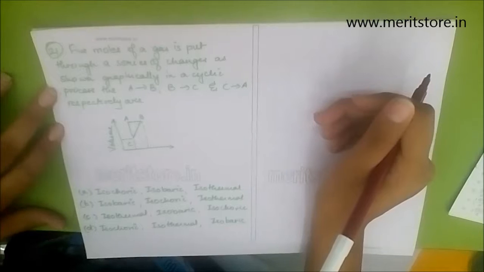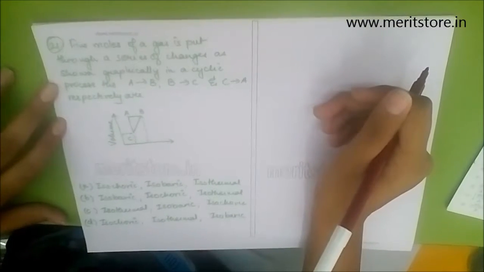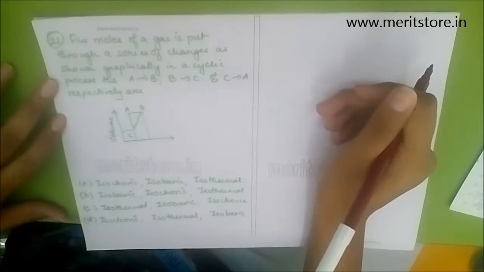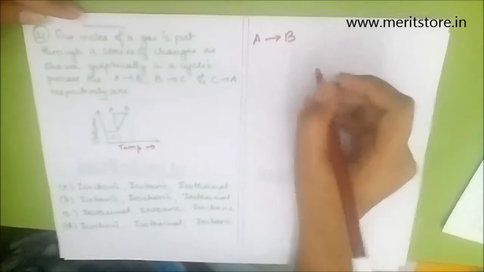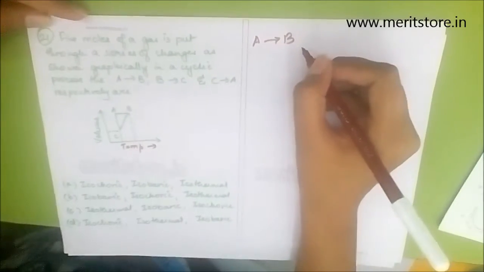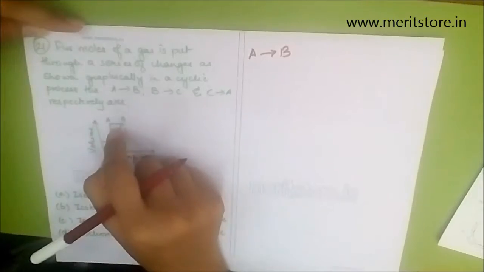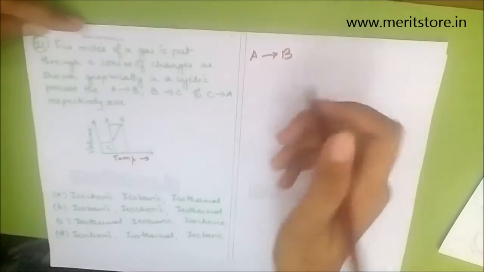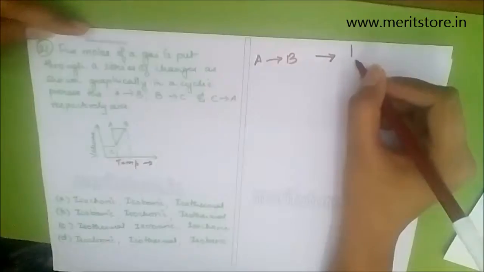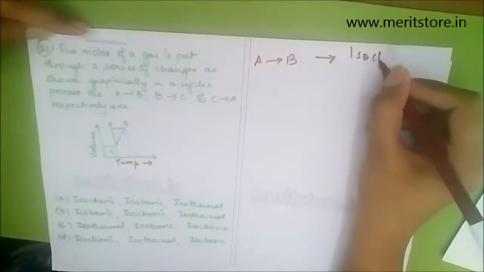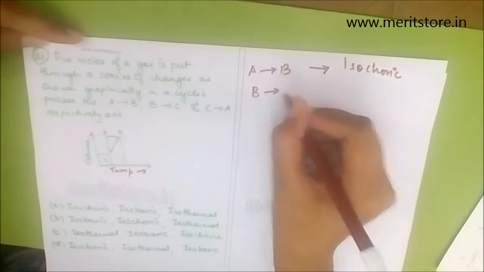Five moles of a gas is put through a series of changes as shown graphically in a cyclic process, A to B, B to C, C to A respectively. Now here from A to B, the temperature is changing, the volume is constant. Therefore, the first process is isochoric.